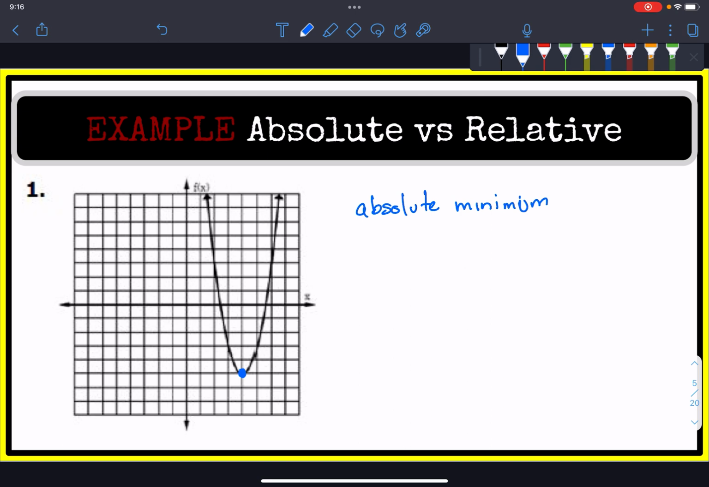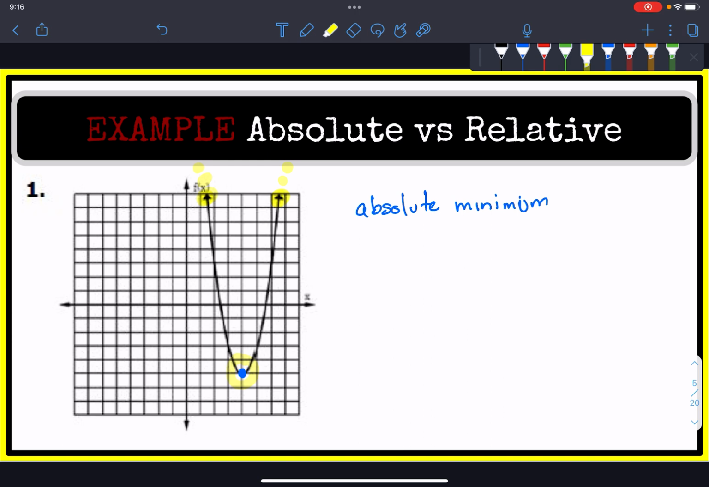Now this graph does not have a maximum at all, whether relative or absolute, because the arrows indicate that the graph continues increasing. So whatever point you find to be the highest, there's always going to be a point that's even higher than that, and a point even higher than that. So there is no absolute maximum or a relative maximum. There is no maximum at all. Just this minimum value there.